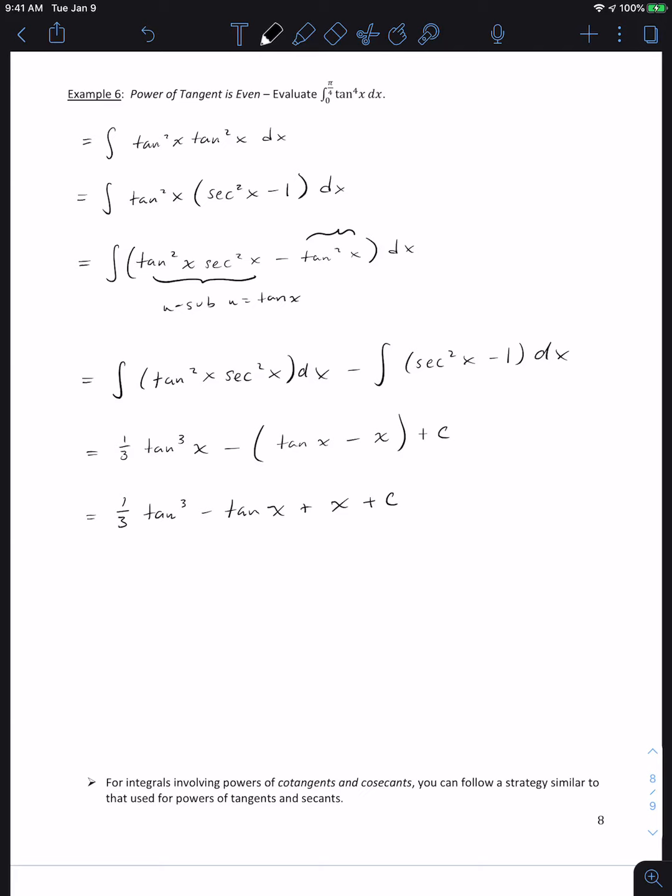Which is that. But now what did the problem ask? The problem asked for the definite integral from 0 to pi over 4 of our original function, which was tangent to the fourth of x. So we found its antiderivative to be 1/3 tangent cubed of x minus tangent of x plus x. And now instead of plus c, we're going to evaluate this from 0 to pi over 4.